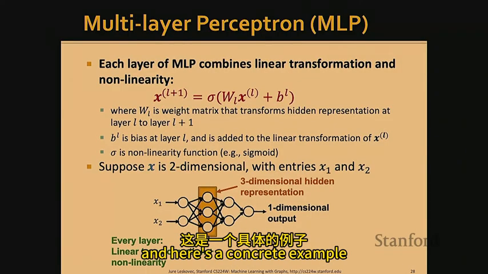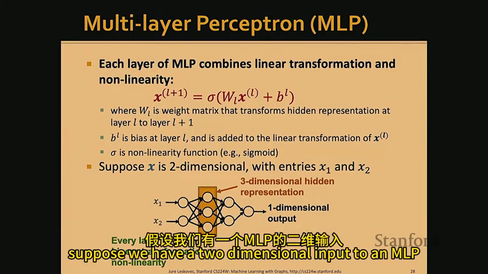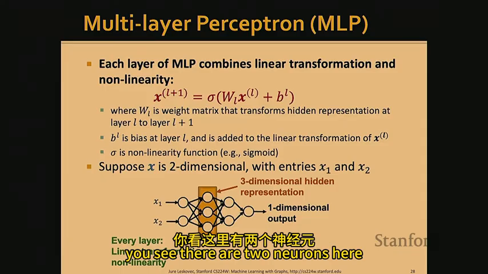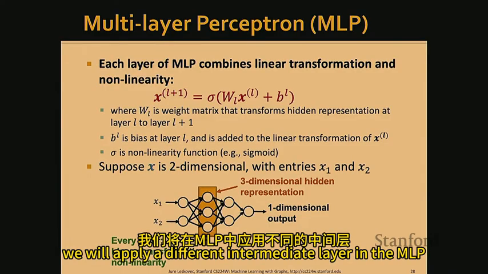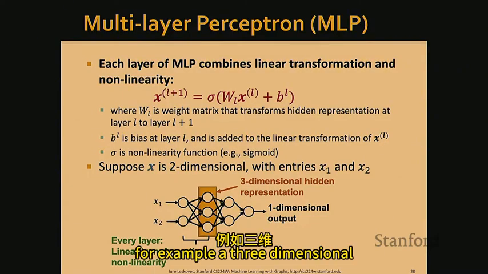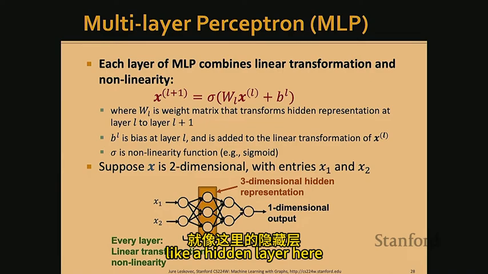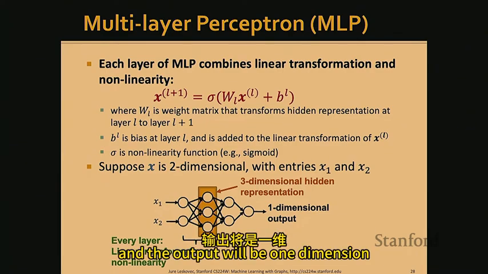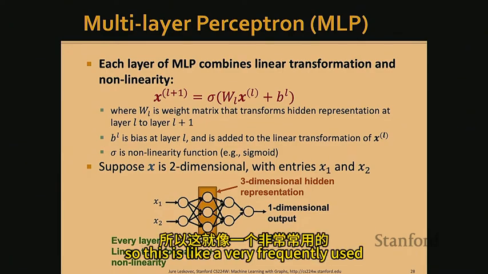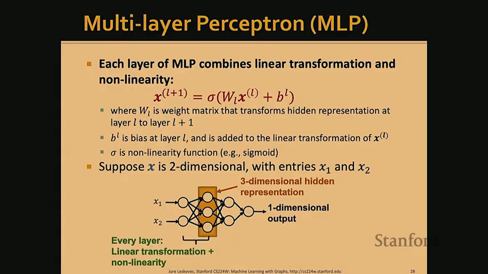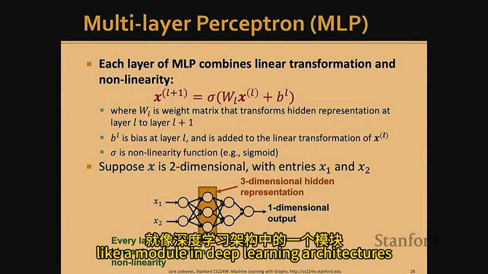And here's a concrete example. Suppose we have a two-dimensional input to an MLP. You see there are two neurons here. We will apply a different intermediate layer in the MLP, for example, a three-dimensional hidden layer here, and the output will be one dimension. So this is a very frequently used module in deep learning architectures.